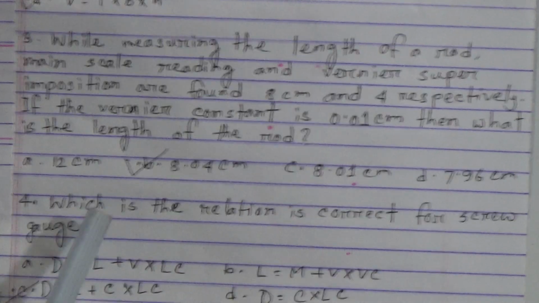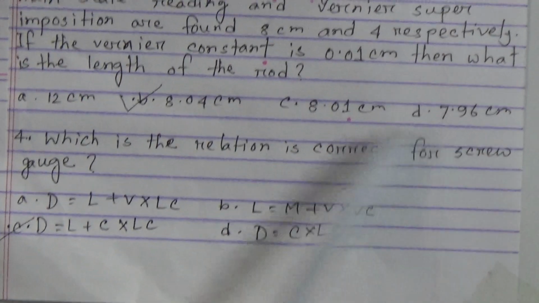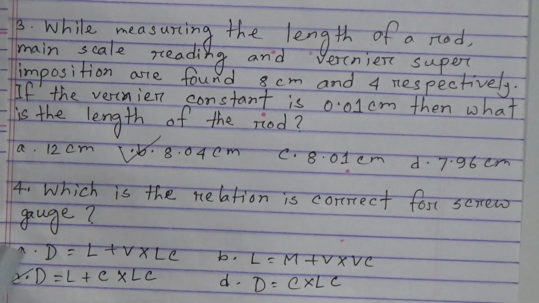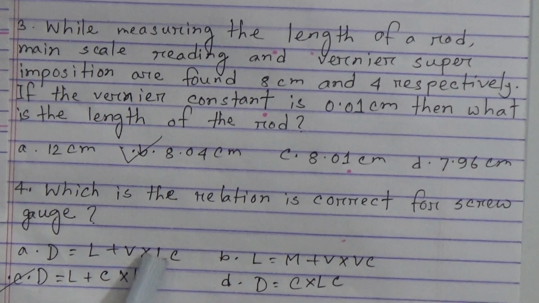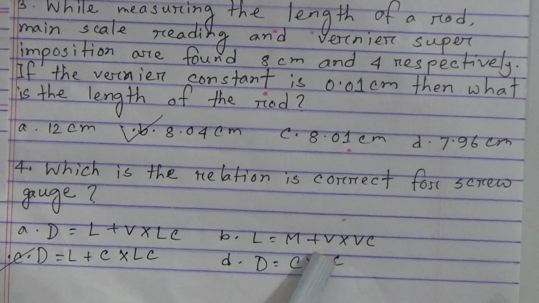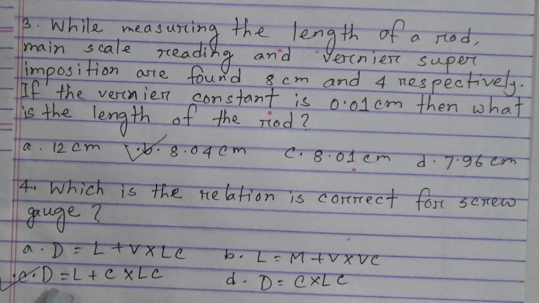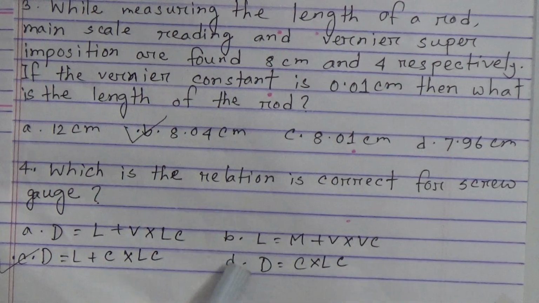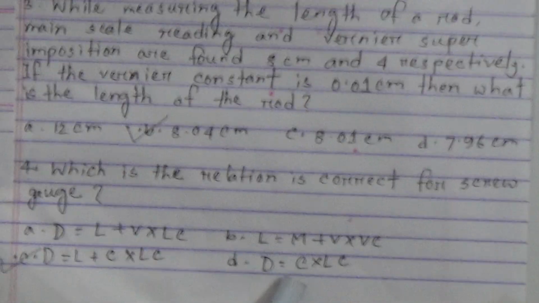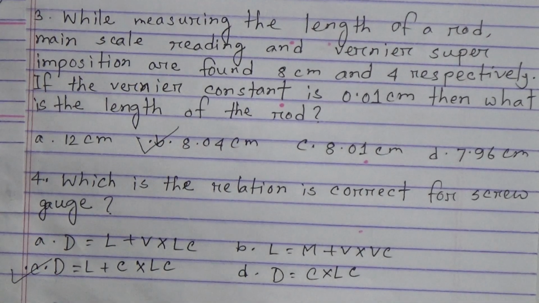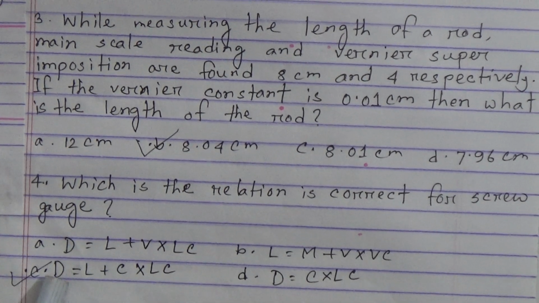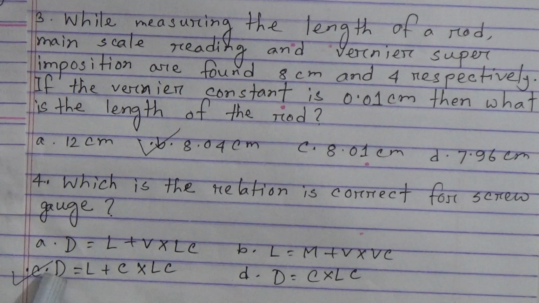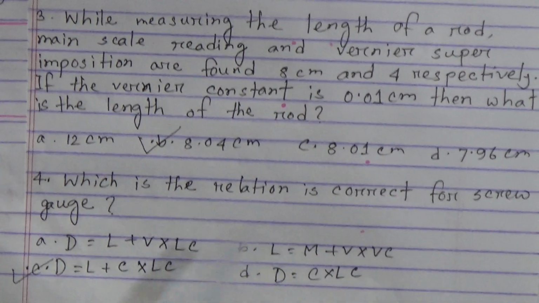Okay, and number 4, which relation is correct for screw gauge? Option A, D equal L plus V into LC. Option B, L equal M plus V into VC. Option C, D equal L plus C into LC, and option D, D equal C into LC. My dear students, option C is the correct option, and memorize this formula for screw gauge: D equal L plus C into LC.